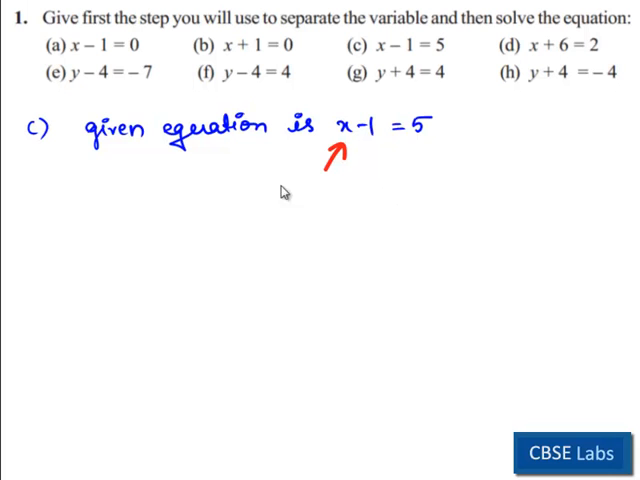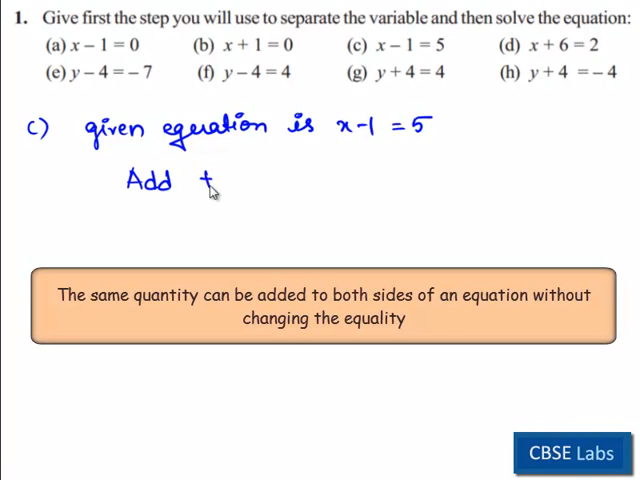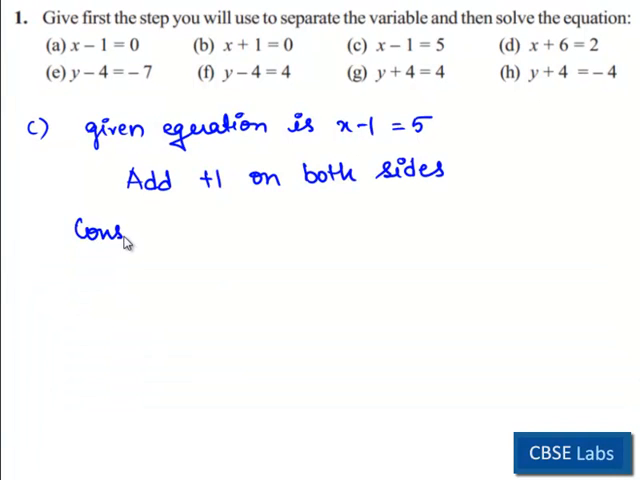So for this, let us add plus 1 on both sides of the equation. Adding the same number on both sides of the equality does not change the equation. So consider the equation, that is x minus 1 is equal to 5.